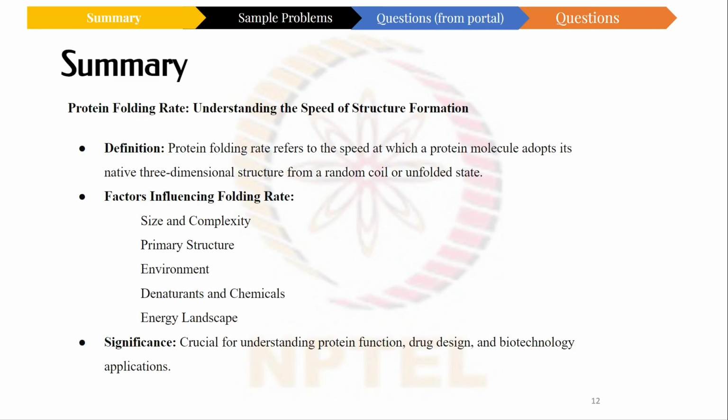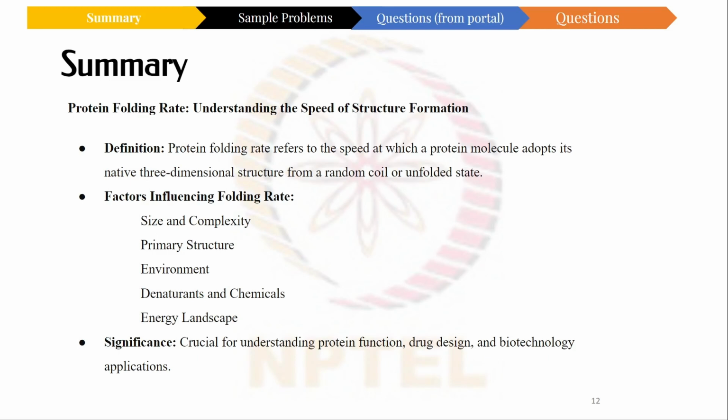Generally, smaller proteins tend to fold more quickly than larger ones due to the fewer number of possible conformations they can adopt. However, folding rate also depends on the complexity of the protein structure and the number of interactions needed for proper folding. Then we have primary structure, which is the sequence of amino acids. The sequence of amino acids determines the folding pathway and influences the folding rate. Some amino acid sequences naturally promote rapid folding, while some may lead to misfolding or aggregation, slowing down the process.